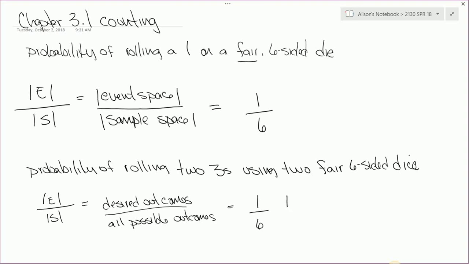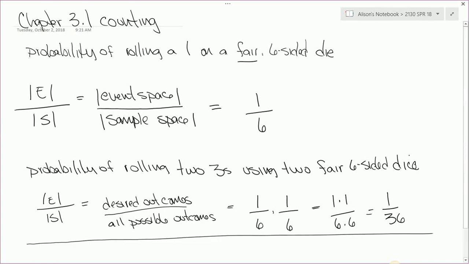With the second die, there's also one possible way that I can roll a 3 on the second die. And on that second die, there are only 6 possible ways that I can roll. This is going to give me 1 times 1 divided by 6 times 6, which is 1 over 36. So there is a 1 in 36 probability that I will roll two 3s using 2 fair 6-sided dice.